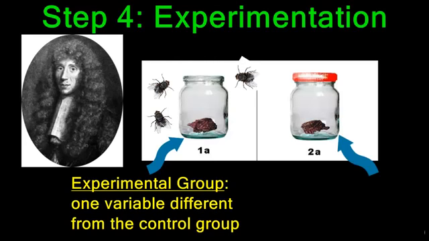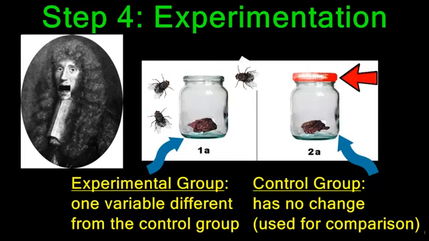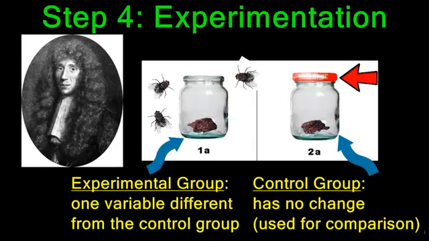The control group, which is the jar that has the lid, is used as a comparison. It does not allow the flies to get to the meat. This way, Francesco Redi would be able to discern whether or not the maggots in the meat were coming from the flies or from the meat. Ha-ha! This will prove that I'm right.